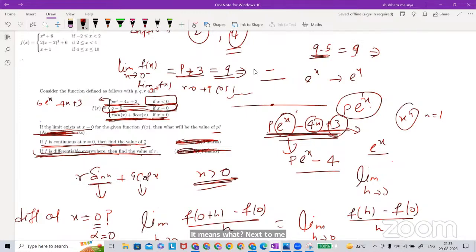All the function values have the same value. Yes, same value should be. Means the limit value should be whatever limit you get, it will be exactly the same. That means here finally we got 9. So here finally, yes, we got it, sir.